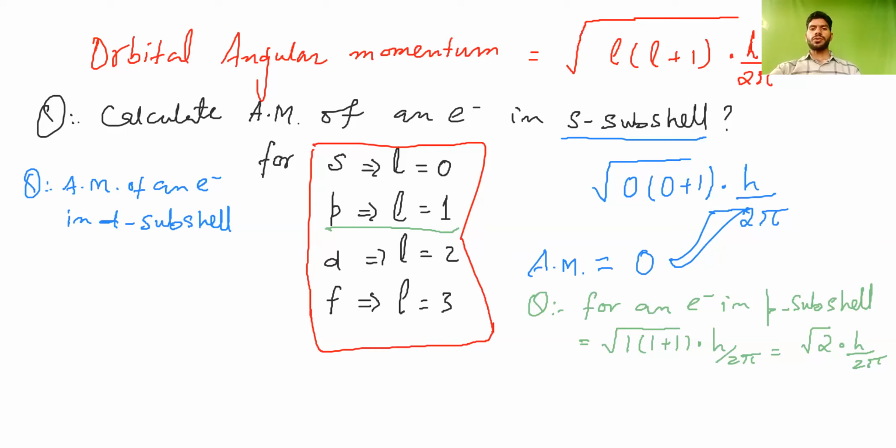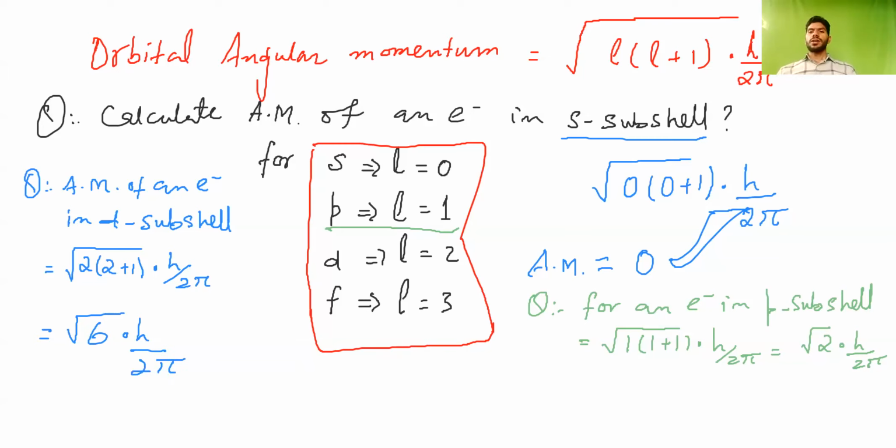So that means angular momentum will be under root of 2 into 2 plus 1, right? 2 into 2 plus 1, and then it is h upon 2 pi. So that means 2 plus 1, that is 3. 3 2s are 6. So it's under root of 6. Then it is h upon 2 pi, right? So this is how to calculate the angular momentum with this quantum number. So that is why this quantum number is also known as angular momentum quantum number.